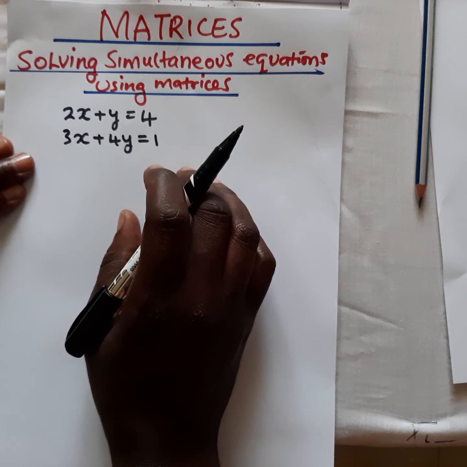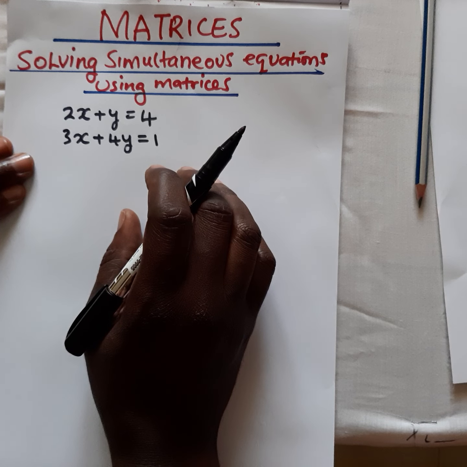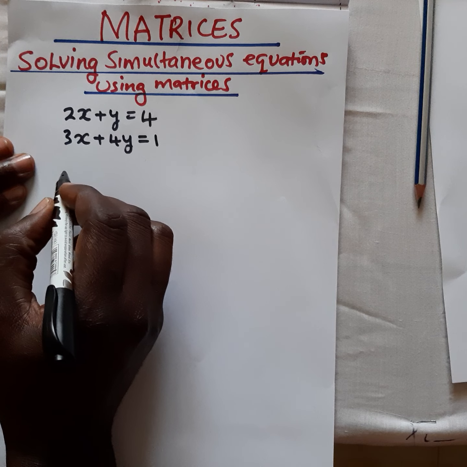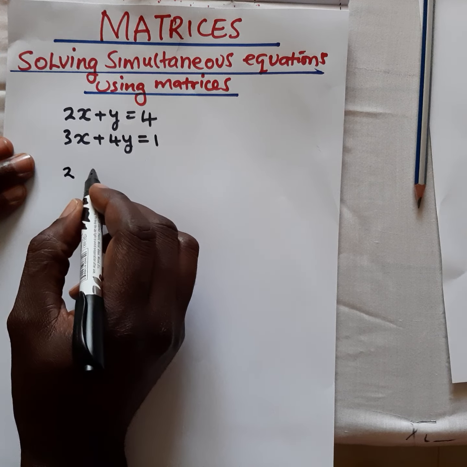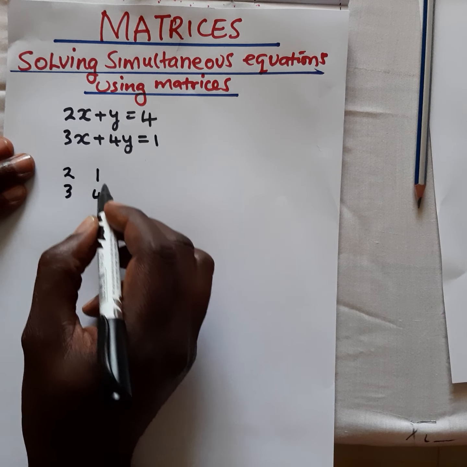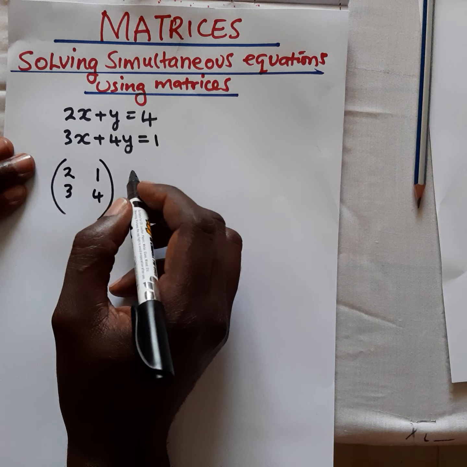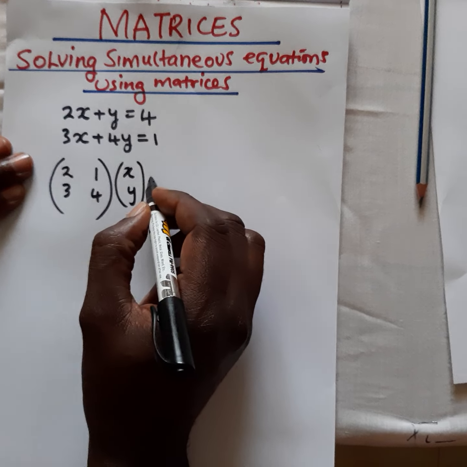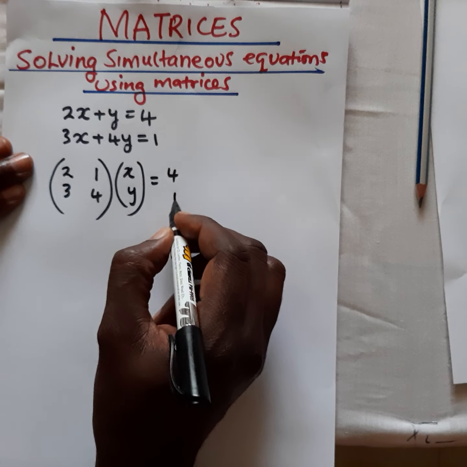So the first step is to form matrix equations. How do we do it? So we extract the matrix. So we have 2, 1, we have 3, 4, then we have x, y equals 4, 1.